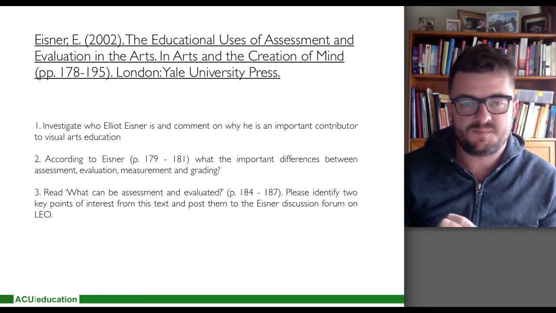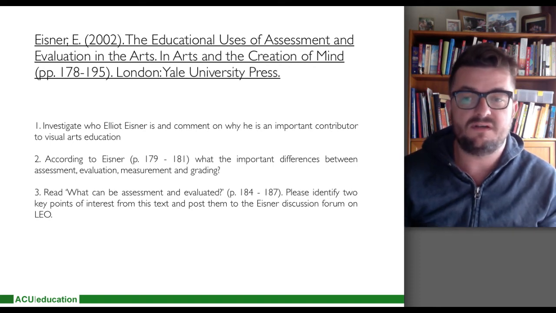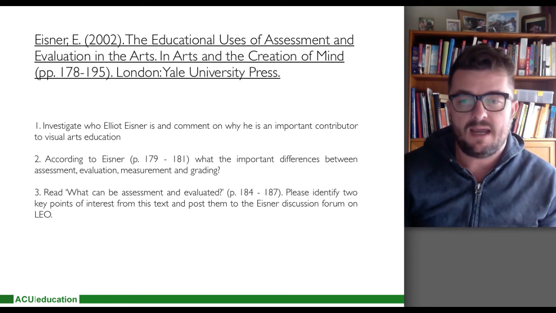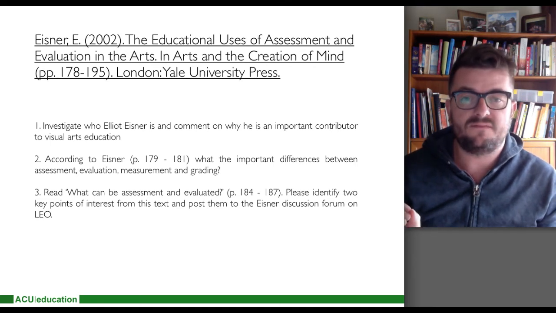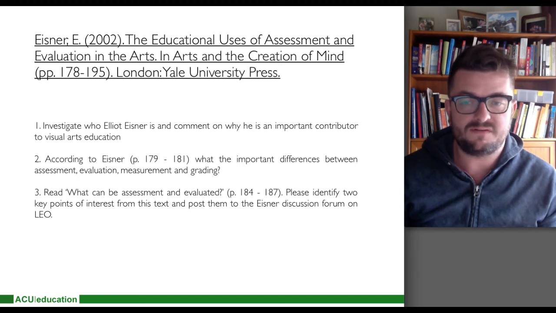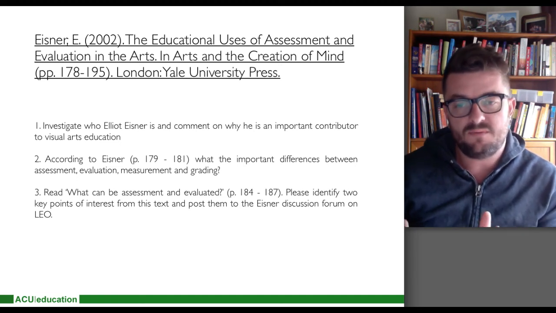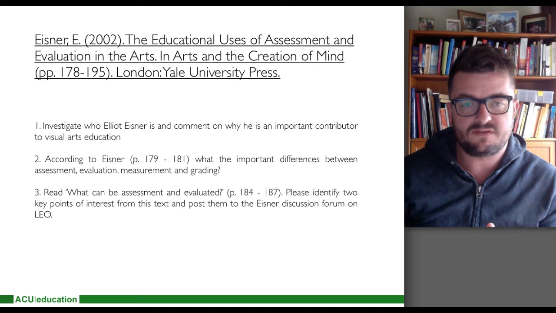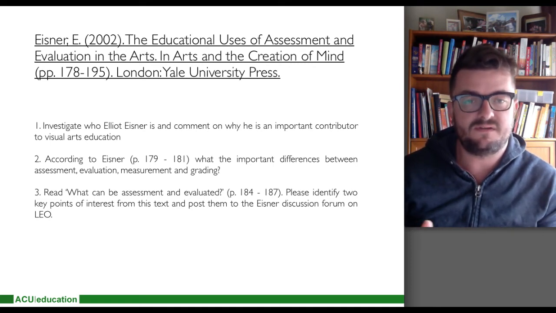I'd like you to specifically focus first of all on pages 179 to 181 of the reading and identify what the important differences are between assessment, evaluation, measurement and grading. Eisner talks specifically about the visual arts classroom, but you might also want to think how this impacts on other curriculum areas as well. But of course our focus is visual arts. So within the visual arts classroom, what are the differences according to Eisner between assessment, evaluation, measurement and grading? And I'd like to see that in your sketchbook.